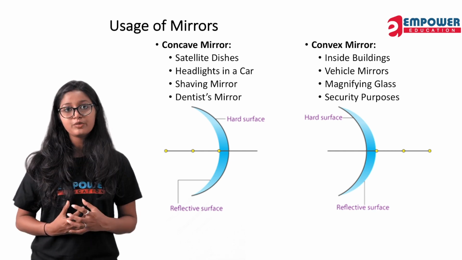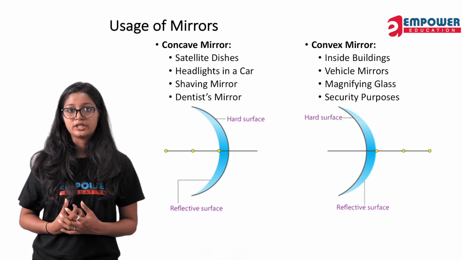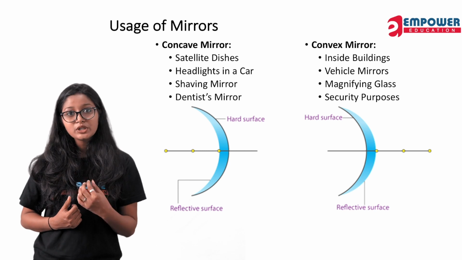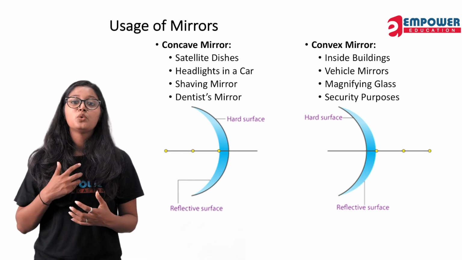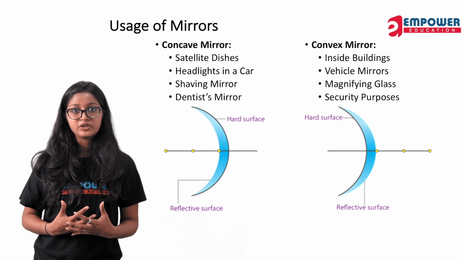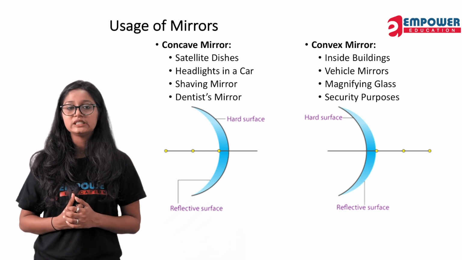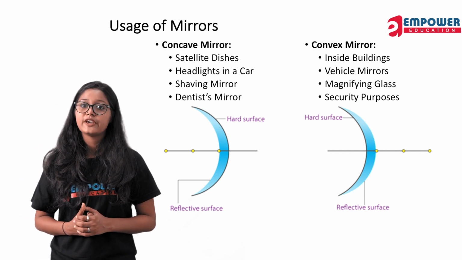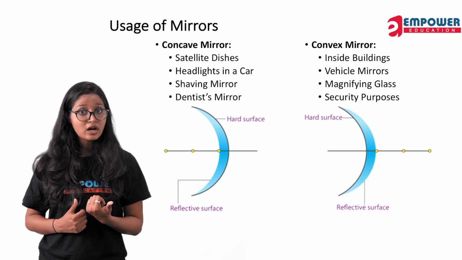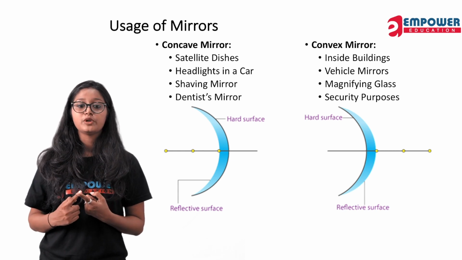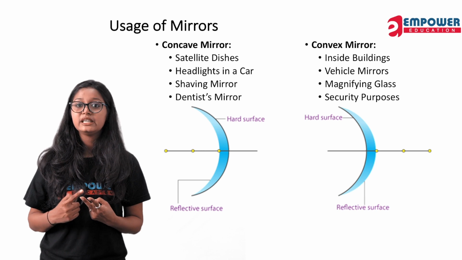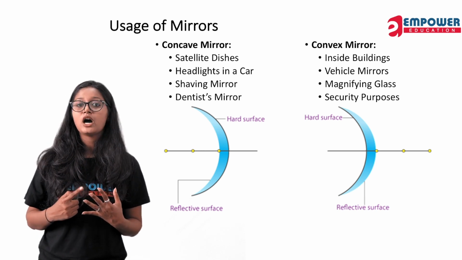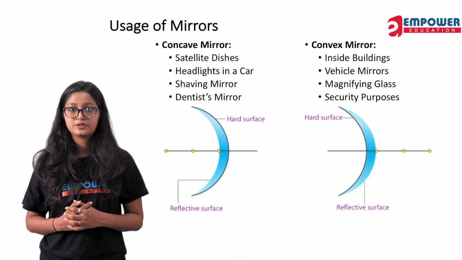Because a concave mirror can give a magnified image. The teeth appear to be smaller, but if you view them with the help of a concave mirror, an enlarged image of the teeth is seen. There are many more applications of concave mirrors. Headlights of cars are made up of concave mirrors. Satellite dishes are also made up of concave mirrors. Even shaving mirrors are made up of concave mirrors.